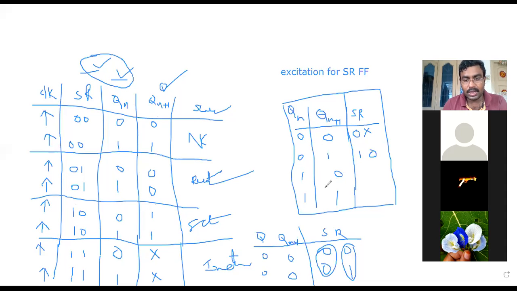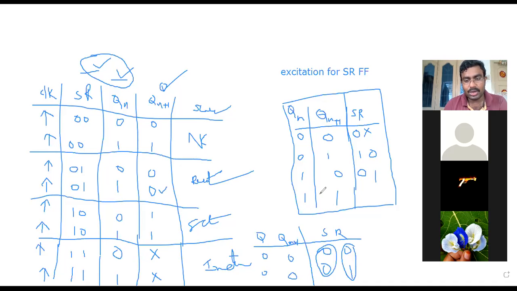Okay, now go for the third one. Your present state 1, next state 0. How many combinations are there? Only 1, sir. Yeah, 1 0. What is the input combination for that? 0 1. Write that directly.